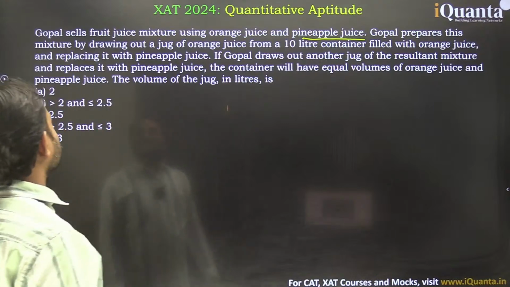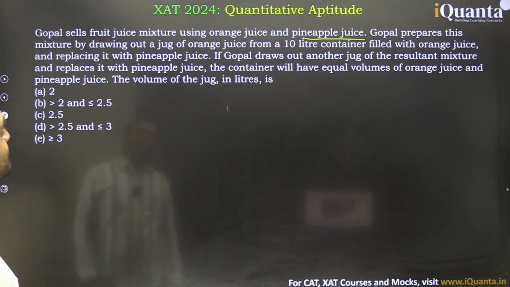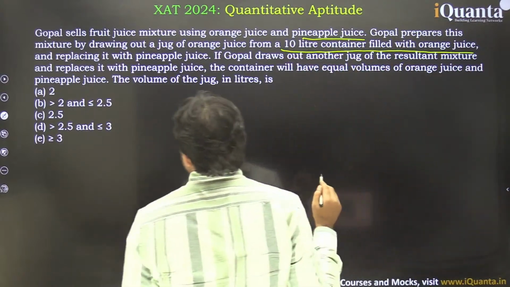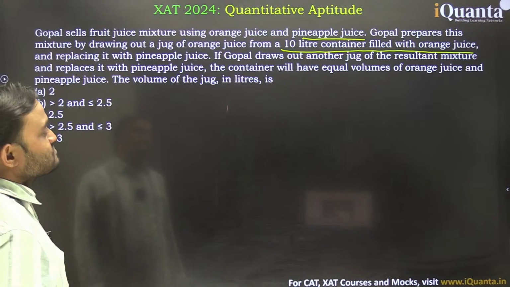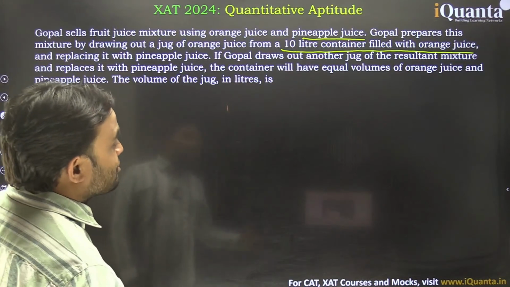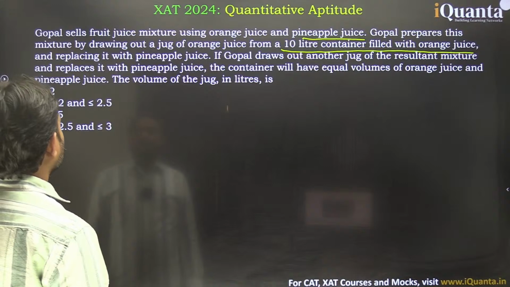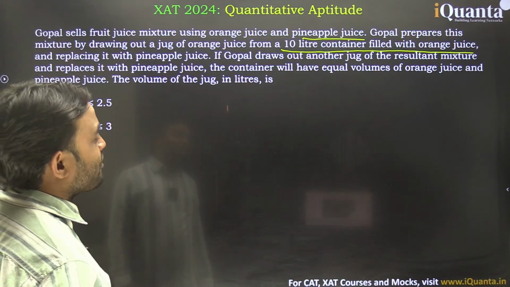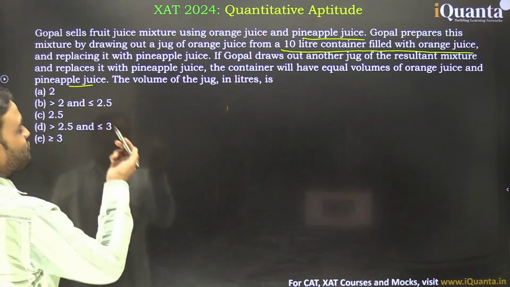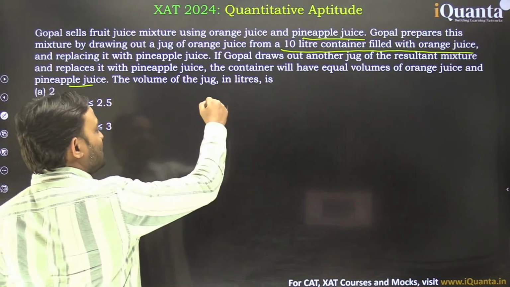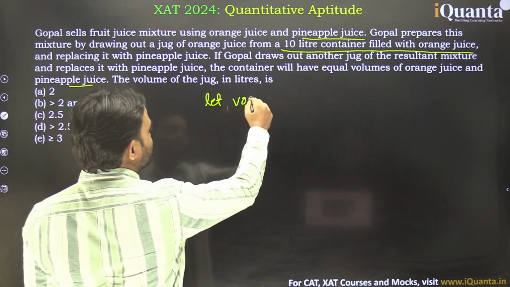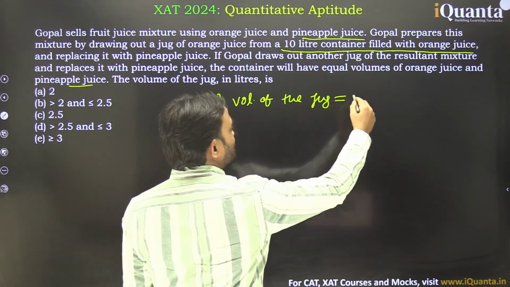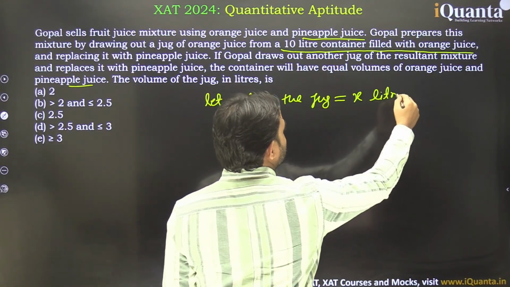Gopal prepares this mixture by drawing out a jug of orange juice from a 10-liter container filled with orange juice and replacing it with pineapple juice. Gopal draws out another jug of the resultant mixture and replaces it with pineapple juice. The container will have equal volume of orange juice and pineapple juice. The volume of the jug in liters is, so let the volume of the jug be x liters.